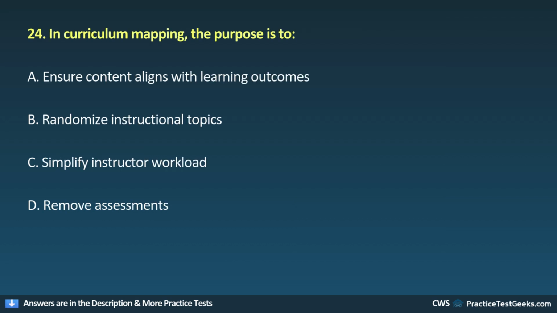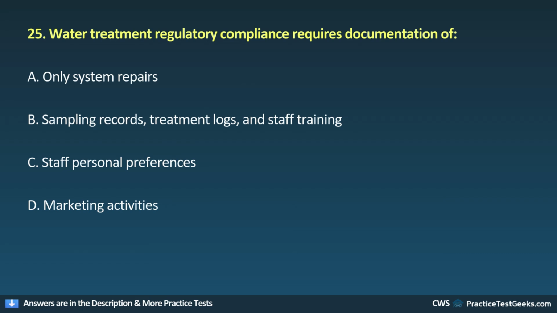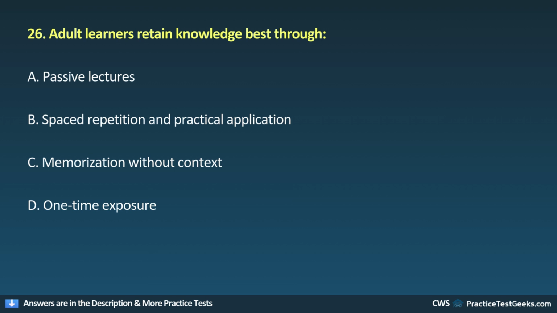24. In curriculum mapping, the purpose is to A. Ensure content aligns with learning outcomes. B. Randomize instructional topics. C. Simplify instructor workload. D. Remove assessments. 25. Water treatment regulatory compliance requires documentation of A. Only system repairs. B. Sampling records, treatment logs, and staff training. C. Staff personal preferences. D. Marketing activities.